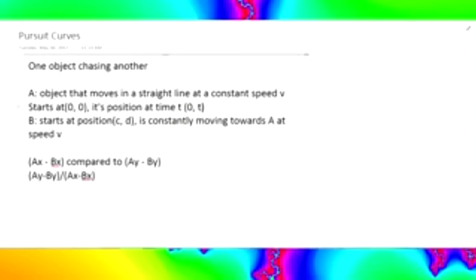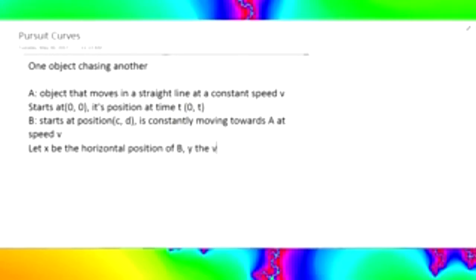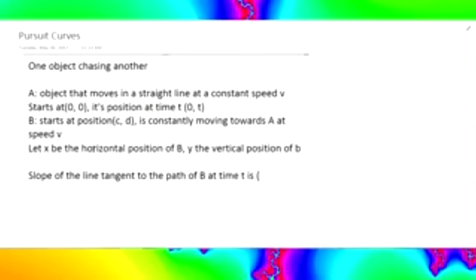And we already have something that models the position of A, so 0 minus Bx works for the denominator, the numerator t minus By. And from here I'm going to actually change the variable slightly. I'll rewrite that soon. Let x be the horizontal position of B, y the vertical position of B. So slope, I'll say slope of line tangent to the path of B at time t is t minus y over negative x, technically. I should specify now that for simplification, v, what the actual value, doesn't matter, so we'll let v equal 1 to simplify it. It can just be scaled, it's not going to make a difference to the actual function.